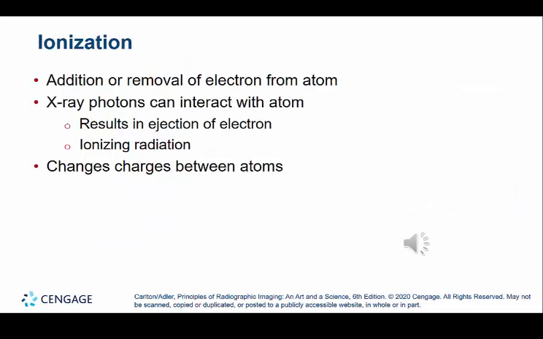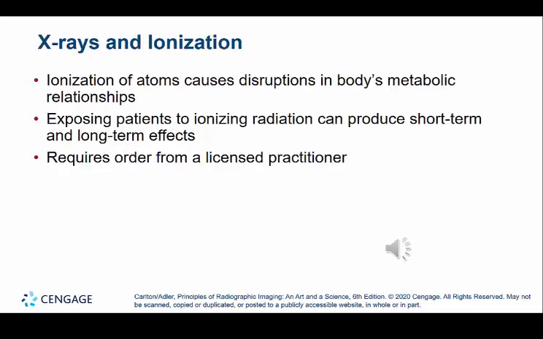Ionization is the addition or removal of an electron from an atom. X-ray photons can interact with an atom, and this can result in the ejection of an electron, therefore creating ionizing radiation. This also changes charges between atoms. Again, ionization occurs when an X-ray photon kicks out an electron of an atom.